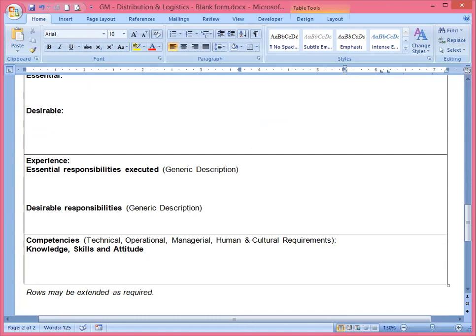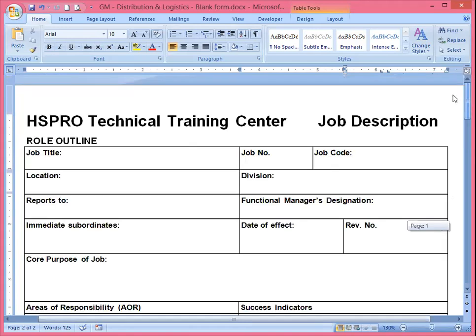Now we're going to start writing the job description of general manager. Let's say the title that we're going to have is very common, the generic general manager.